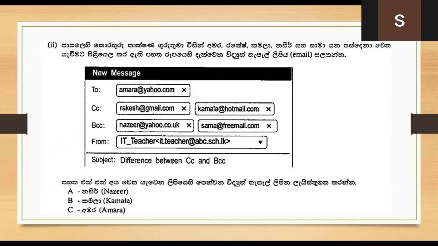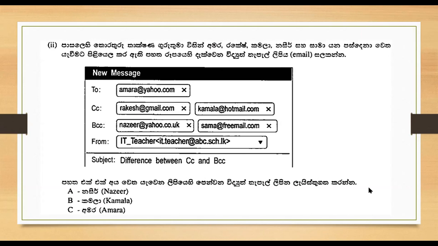Yes, ABC.LP, that's all. He cannot see the Sama. Can or cannot? Cannot. Very good, right? Thank you so much, Chalani. Okay, then Nasir can see only Amara, Rakesh, Kamala, and from whom that letter came, that is the IT teacher also, but he cannot see the Sama. Okay, I have to ask it from another.